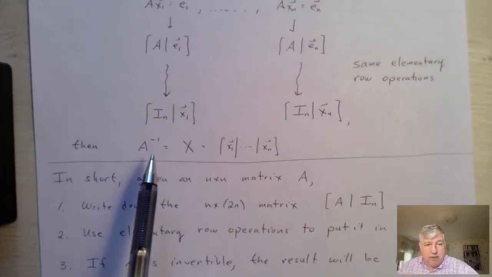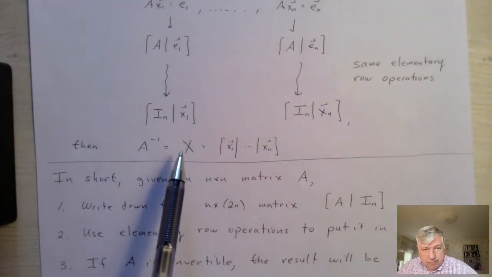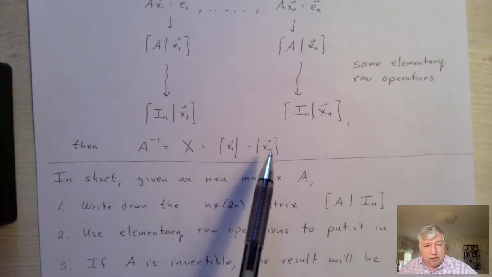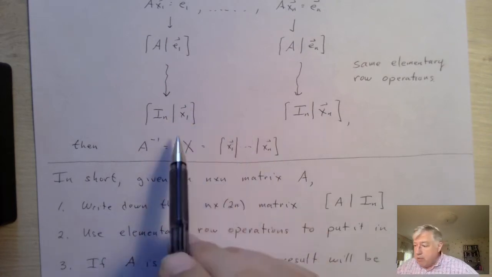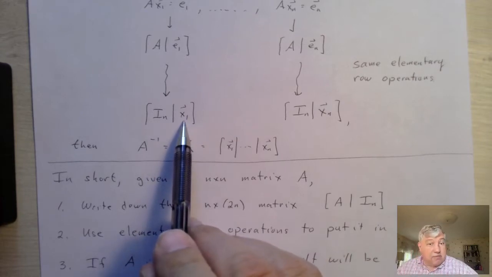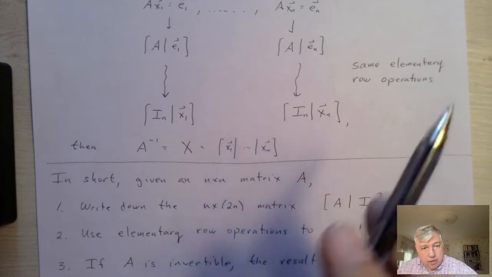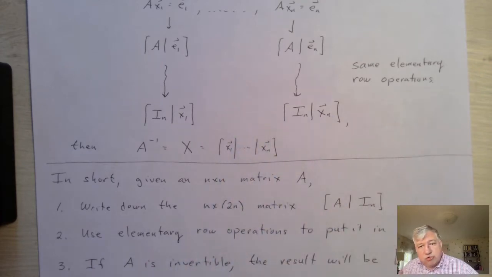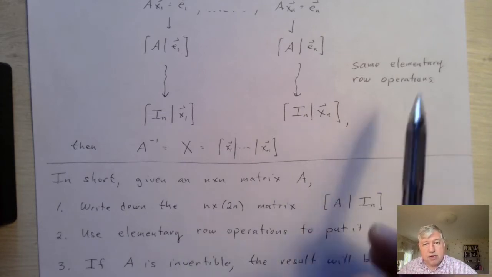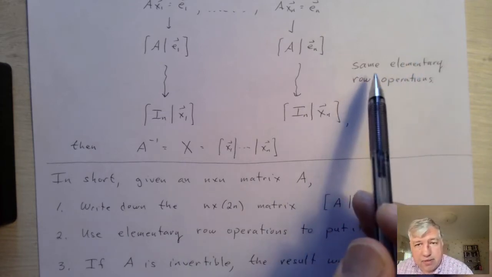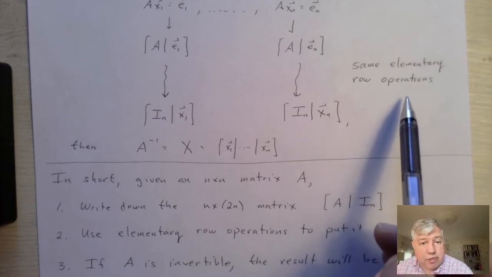And then A inverse just turns out to be X, right? X is the X1 through Xn. So this is the first column of A inverse, this is the last column of A inverse, and so on. Now, there's no reason why we can't do all of these at the same time, because we're just using the same elementary row operations.